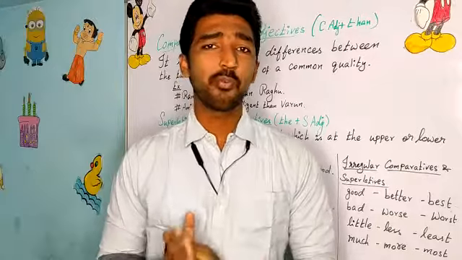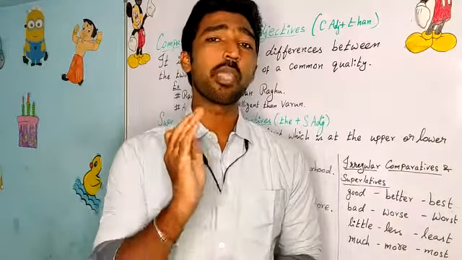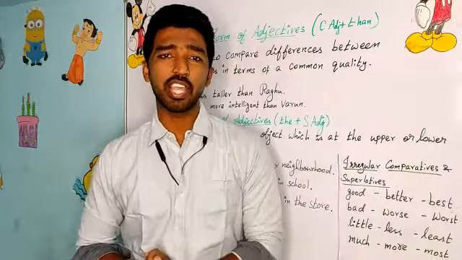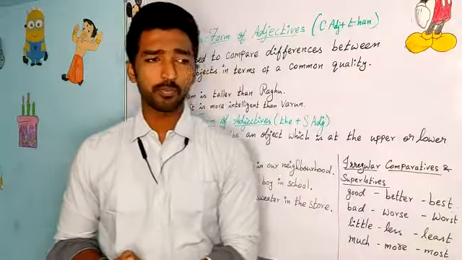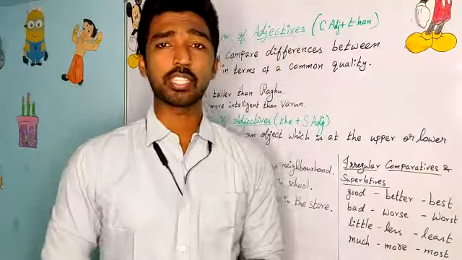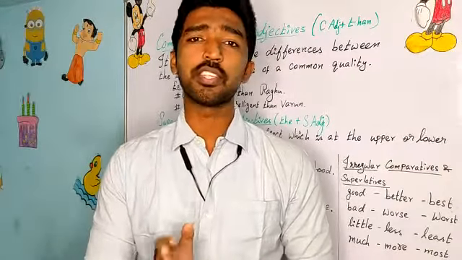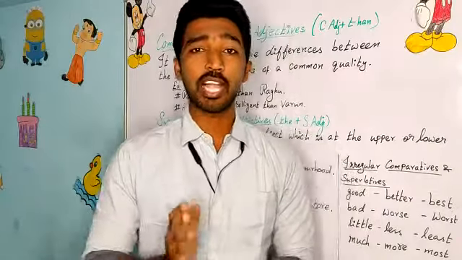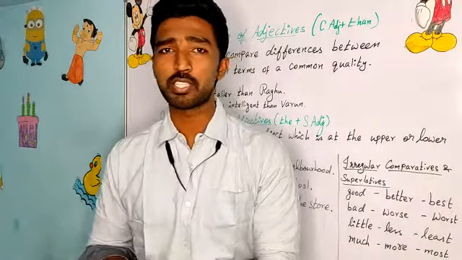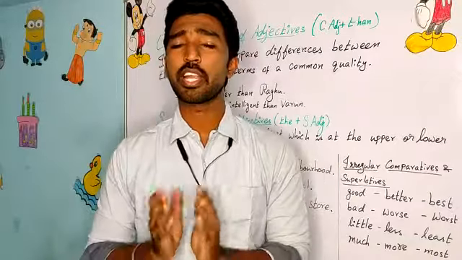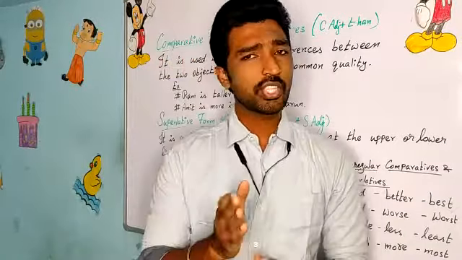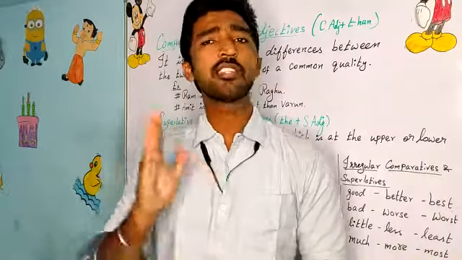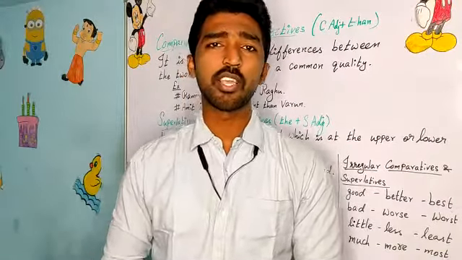And in today's class, we are going to concentrate on one of the important grammar topics. The grammar topic we are going to discuss today is adjectives. You all know well about adjectives. An adjective is a word which is used to describe a noun. In other words, we can call adjectives describing words. It modifies the noun. It describes the noun. And in today's class, we are going to see the comparative form of adjectives and the superlative form of adjectives.